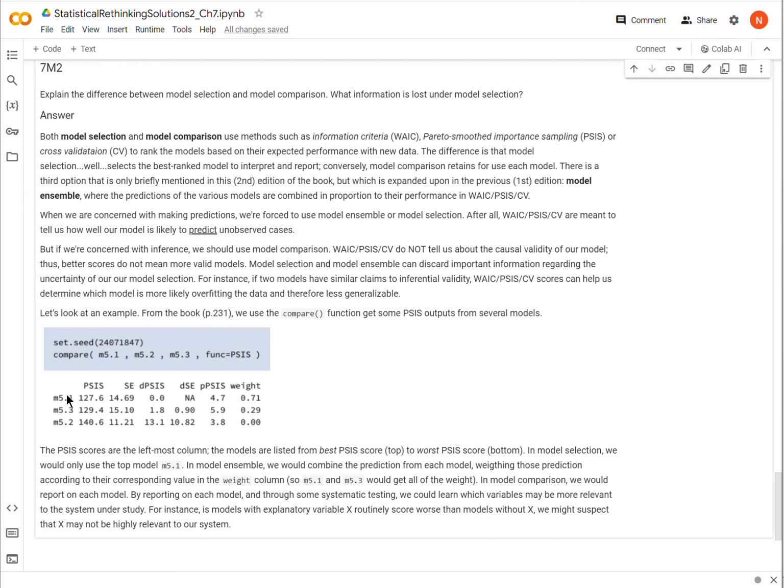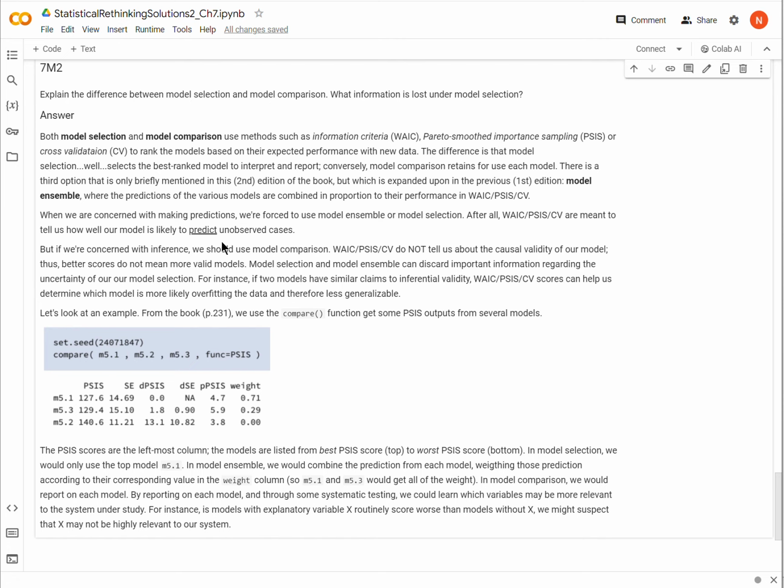So here are our three models. According to the PSIS in this case, we can assign them different amounts of weight. In our combined prediction from all of these models, the predictions from M5.1 would receive 75% of the weight. M5.3 would receive 29% of the weight, and the last model would receive none of the weight.